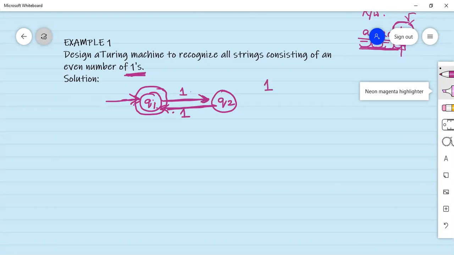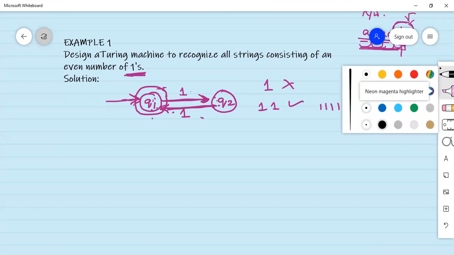If I have just one, I'm going to make a transition to Q2 and it will be rejected. If you have two ones, I come here and come back, so it will be accepted. With four ones also, you can see Q1 to Q2, Q2 to Q1, Q1 to Q2, Q2 to Q1, so ultimately you will be in the final state and it will be accepted. So this DFA we have already designed, but we'll start designing Turing machines with simple examples.